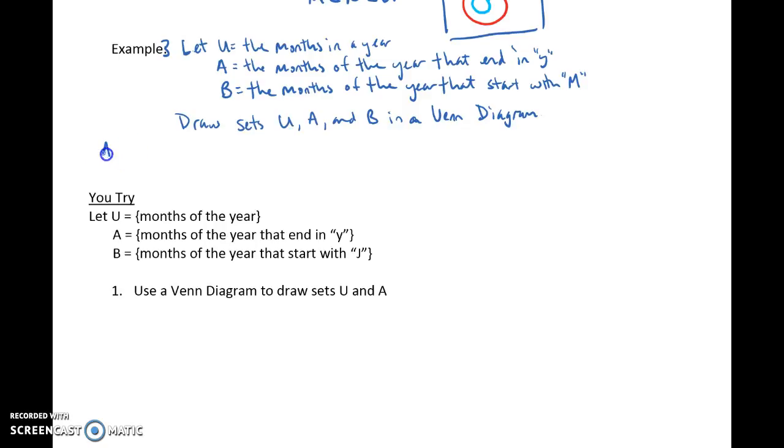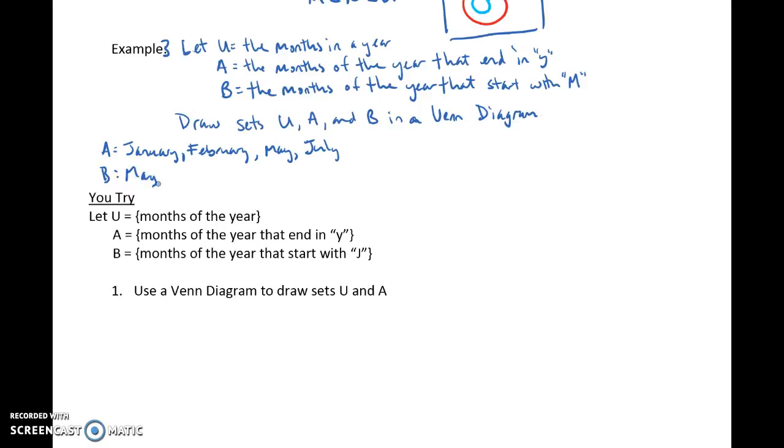But A, if you want to think through what months actually end in Y, well, we've got January, February, March doesn't work, neither does April, but May does. June doesn't, but July does. Then we've got August, September, October, November, December, all ending in different consonants. And then B, the only month that starts with the letter M would be May. So the element of B would be May.